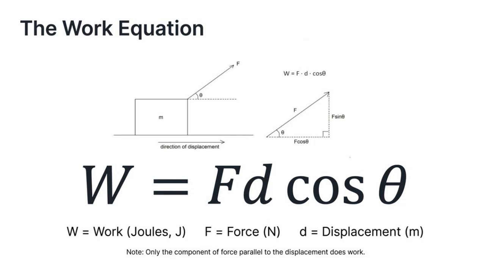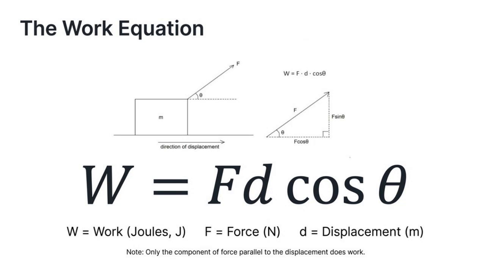Here, we see how work is calculated when a force is applied at an angle to an object. The key point is that only the component of the force that acts in the same direction as the displacement actually does work on the object. This component is found by multiplying the force by the cosine of the angle between the force and displacement directions. So, the work done is the force multiplied by the displacement and further multiplied by the cosine of that angle.